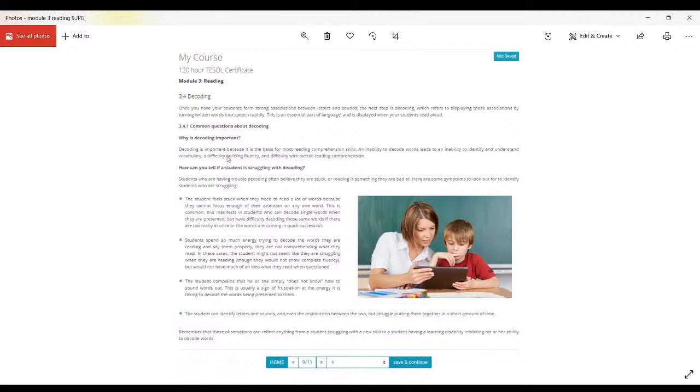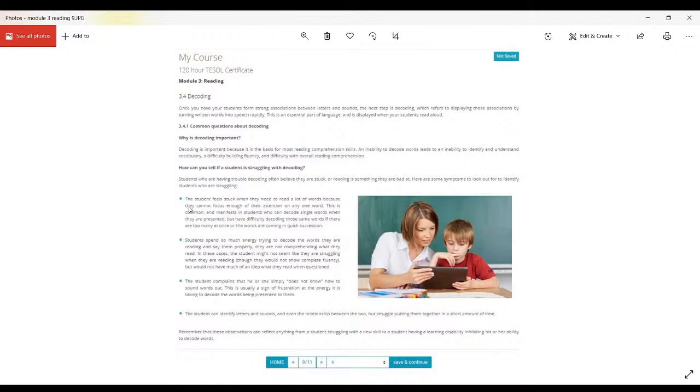Why is decoding important? Alright, because it is the basis for most reading comprehension skills. An inability to decode words leads to an inability to identify and understand vocabulary, a difficulty building fluency, and difficulty with overall reading comprehension. Alright, how can you tell if a student is struggling with decoding? Students who are having trouble decoding often believe they are stuck or reading is something they are bad at. Here are some symptoms to look out for to identify students who are struggling.